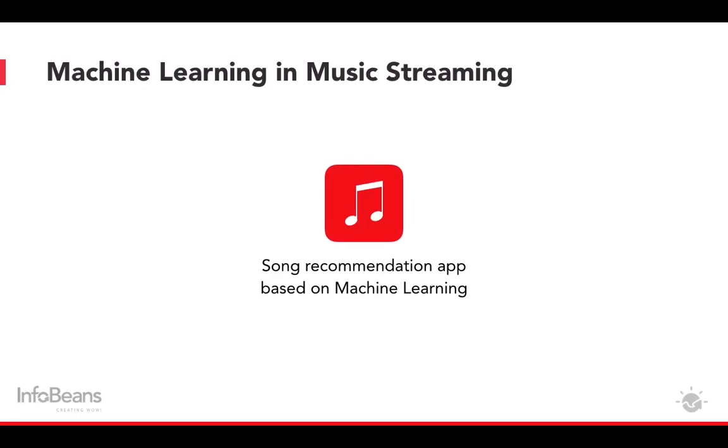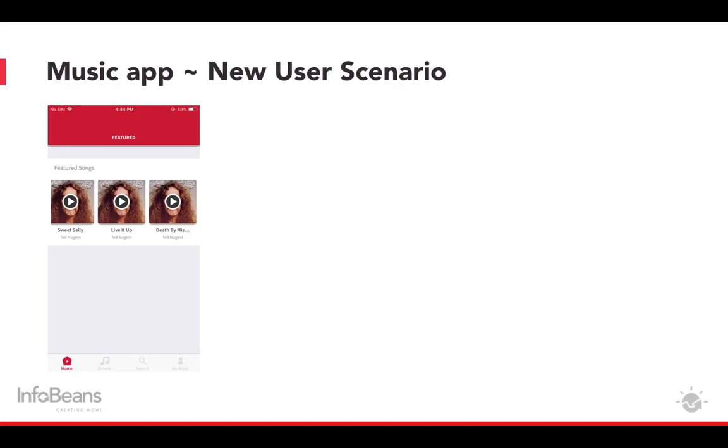We have created a machine learning based recommendation engine for one of our streaming applications to provide music recommendations. Let's see what we have implemented. This is a music streaming application that we have developed. You can see that the featured section has an interesting list of songs. Now I'm going to play the song Live It Up, which has the genre classic rock and is sung by the artist Ted Nugent. Let us understand what the recommendation system does in the backend.